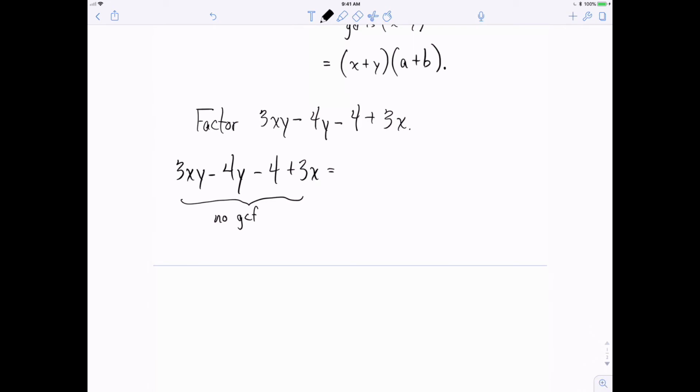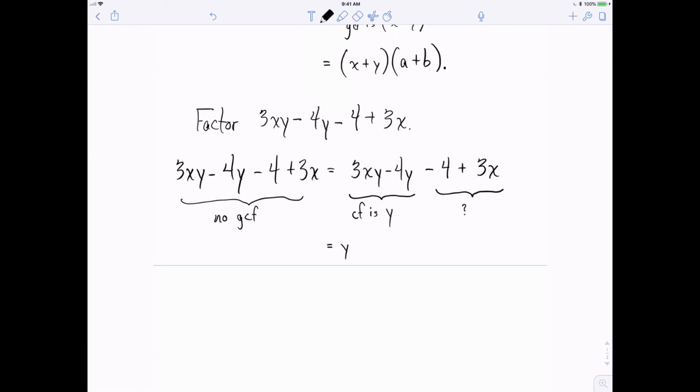Okay, so let's come over here and let's just make two groups. My first group, I'm not going to do anything fancy: 3xy minus 4y. My second group would be minus 4 plus 3x. And just to help us keep track of our groups, I'll put the curly brackets under each group. Now let's see. Our common factor in our first group, it looks like we just have a y. And in the second group, I'm not seeing any. So I'm going to put a little question mark, and we'll see what happens here in a moment.